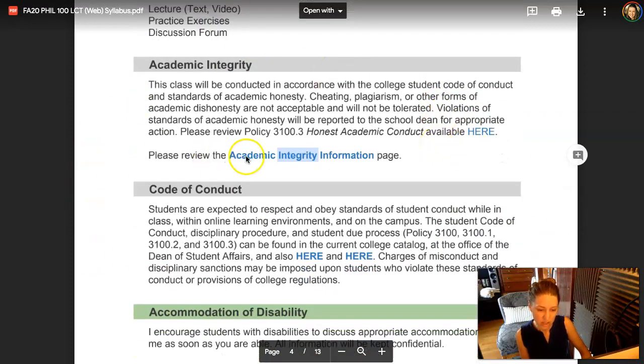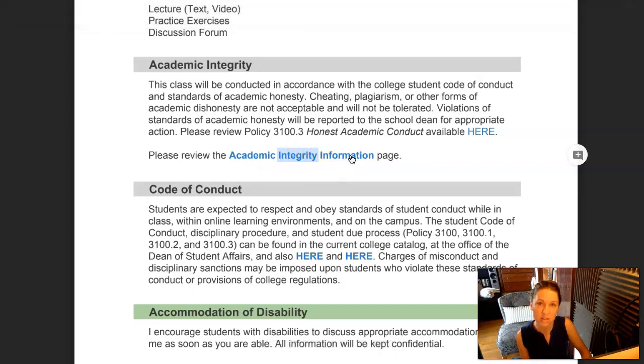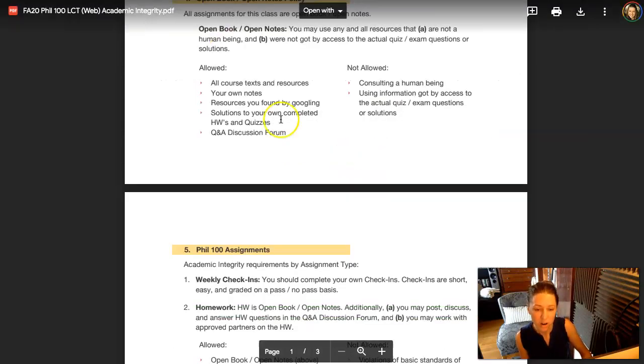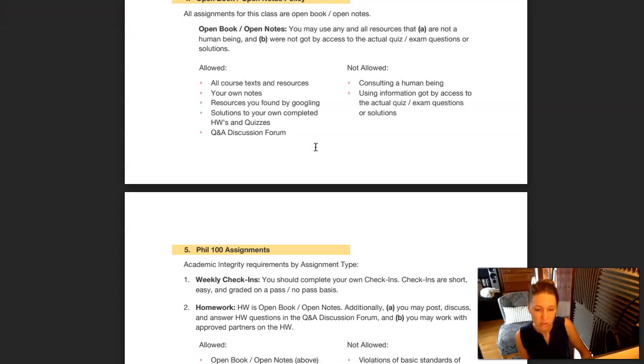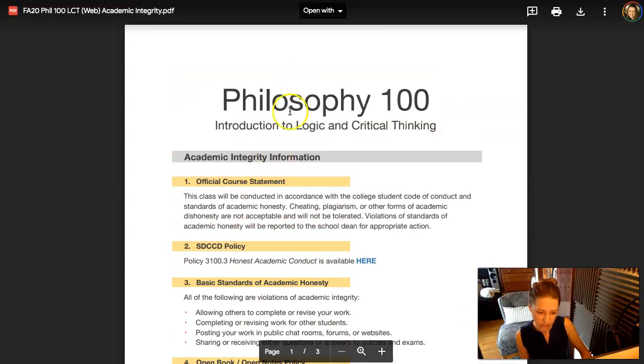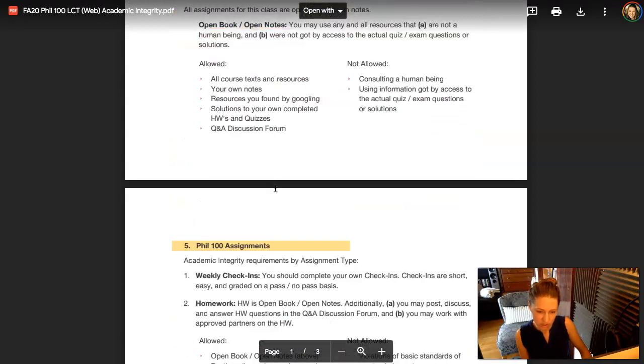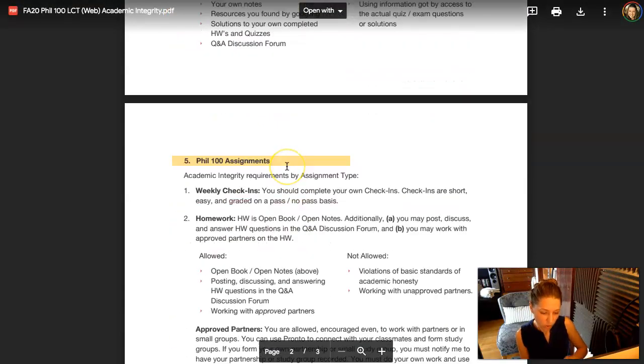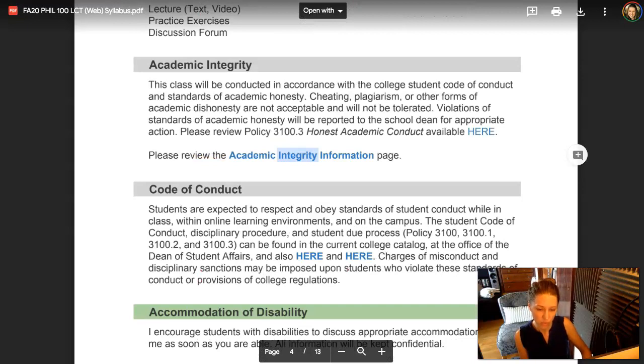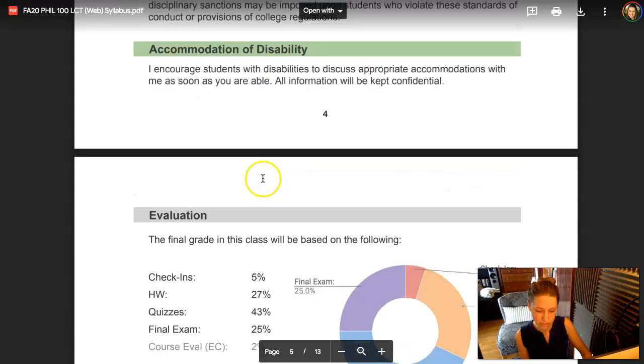Let's see, academic integrity and code of conduct. So there is an academic integrity information page. Please do review this because it's not a simple don't cheat. There are guidelines for each of the assignments that you might find helpful. So check out the academic integrity page. It's got detailed course-specific guidelines for our materials.